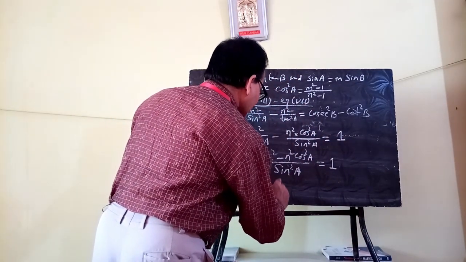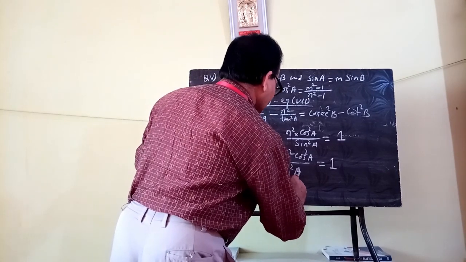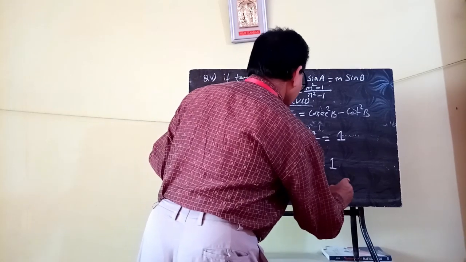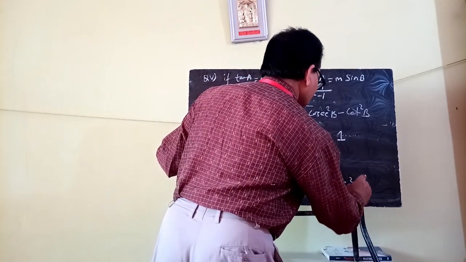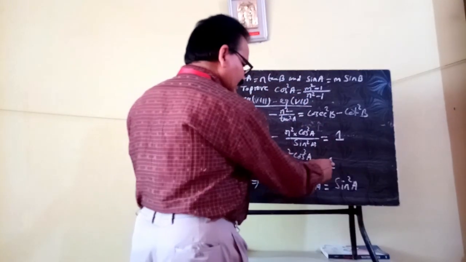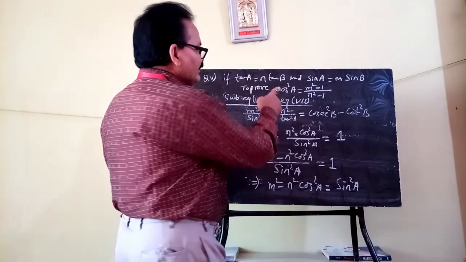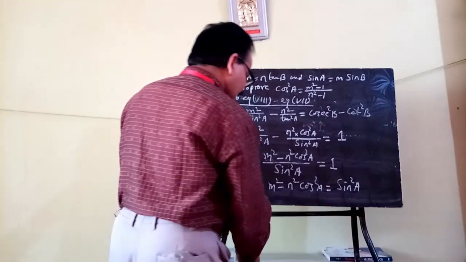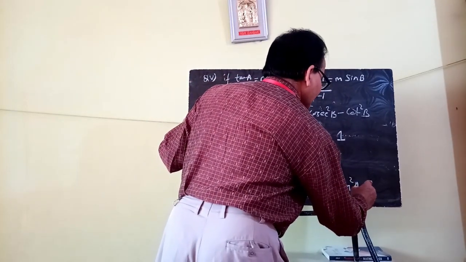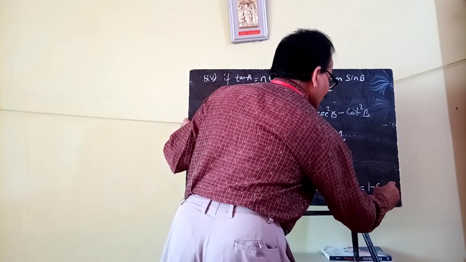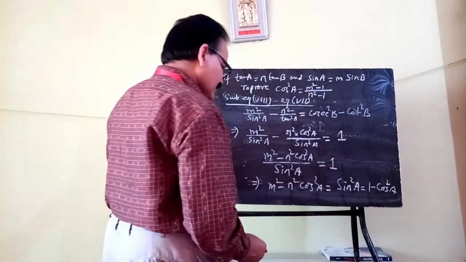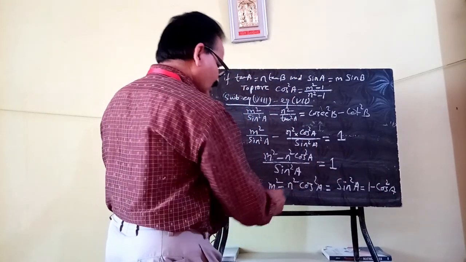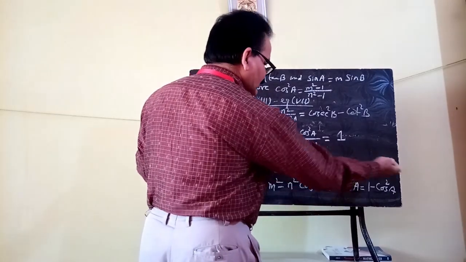Now you cross multiply. After cross multiply, you will get m square minus n square cos square A equal to sin square A. Because our target is to prove cos square A, you change sin square A in terms of cos square A. So this sin square A can be written as 1 minus cos square A.